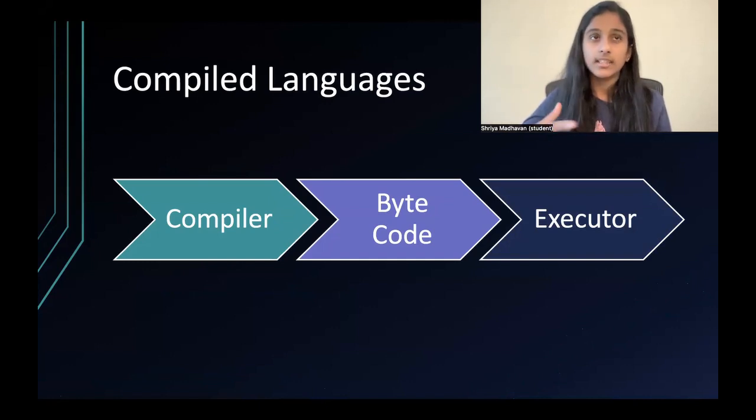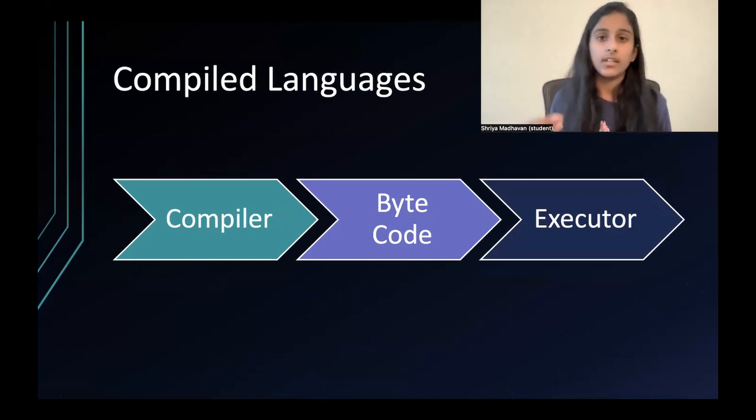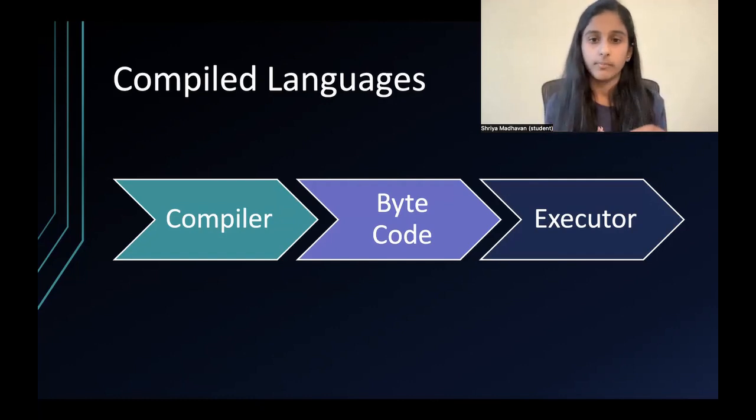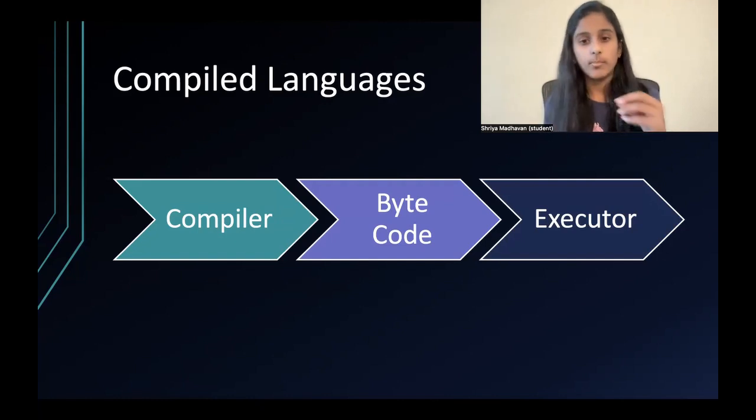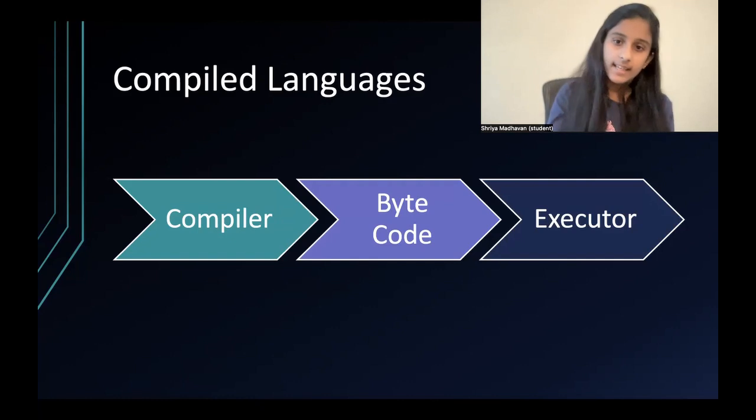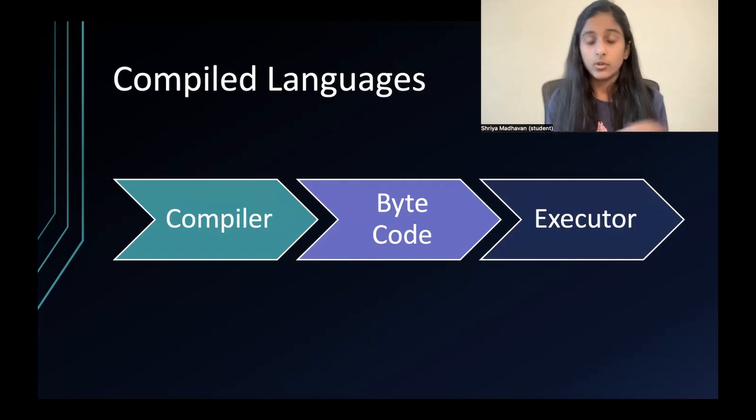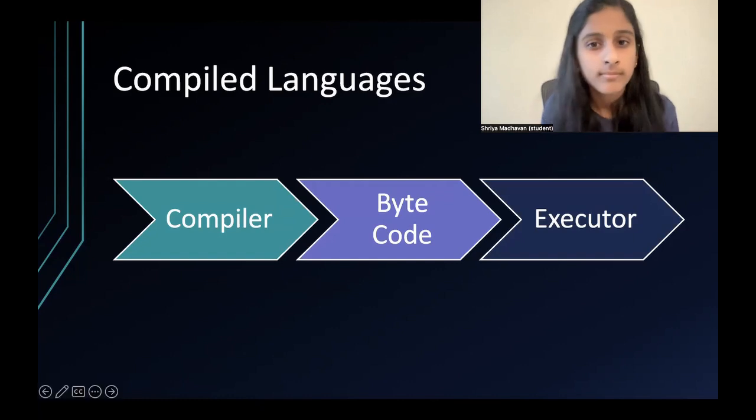Some examples of these could be Java, C++, and C. Essentially, what these languages do is use a special kind of software called a compiler. This compiler takes the source code that was written and converts it into a bytecode. And then to run that bytecode, we use another kind of special software called an executor. This executor will take the bytecode as input, and then it will run anything that you wanted your source code to.